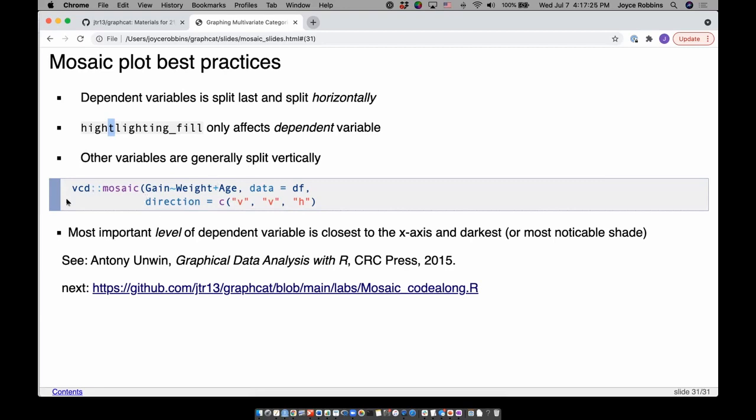Now, here's an introduction to the coding. As I said, we're using the VCD package. There's also ggmosaic. I want to like ggmosaic more than VCD because I like working in the tidyverse. I use ggplot2 all the time. It's just not at the level of VCD in terms of options, in terms of stability and everything else. Maybe it'll get there. It's not there right now. So I am just more comfortable using VCD.